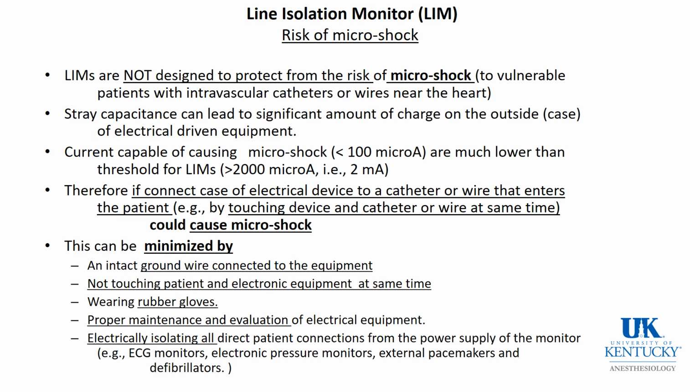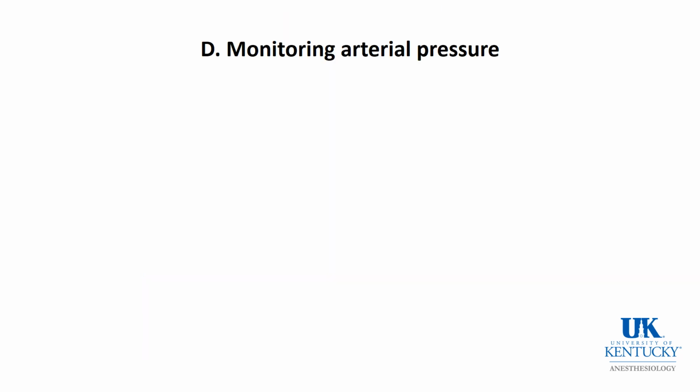system that has a small leak to a wire that's connected to the patient, such as a pacing wire or a pulmonary artery catheter or any other things that are in contact inside the patient rather than protected by the patient's skin. So line isolation monitors don't protect you from microshock, but it's important that you understand a little bit about them.